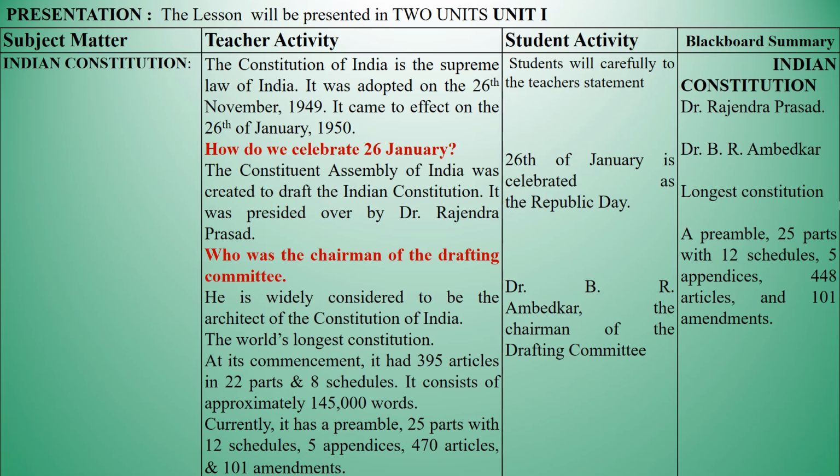The topic Indian Constituent Assembly will be written on the blackboard. The main points, like Dr. Rajendra Prasad was the chairman and Dr. B.R. Ambedkar was the chairman of drafting committee. It is the longest constitution. Currently, our constitution has a preamble, 25 parts with 12 schedules, 5 appendices, 448 articles, and 101 amendments.